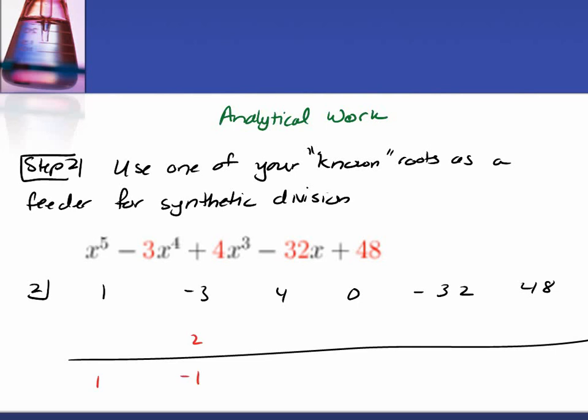Now we go. 1 goes down. 1 times 2 is 2. Add them, you get -1. -1 times 2 is -2, add it to the 4, you get 2. 2 times 2 is 4. Add it to the 0, you get 4. 4 times 2 is 8. Add it, you get the 0 at the end as it should be. Whew.